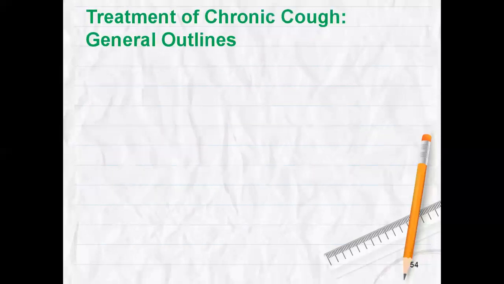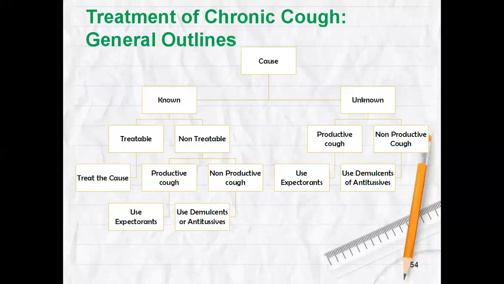The next thing that we will talk about is treatment of chronic cough. So we'll start with the general outline. How do we treat chronic cough? After diagnosing the chronic cough, if we know the cause, we have to determine whether the cause is treatable or non-treatable. If the cause is treatable, then our main target would be to treat the cause. And once we treat the cause, the symptoms of cough will itself subside.